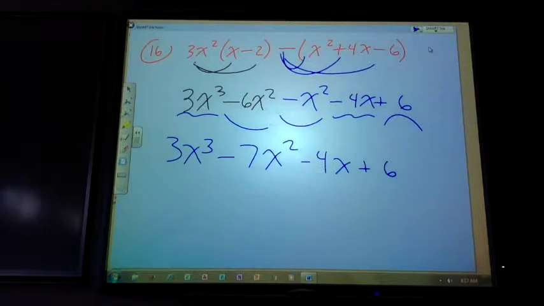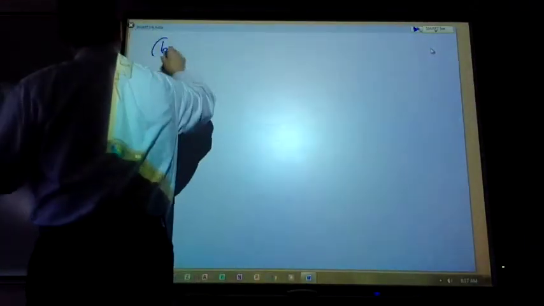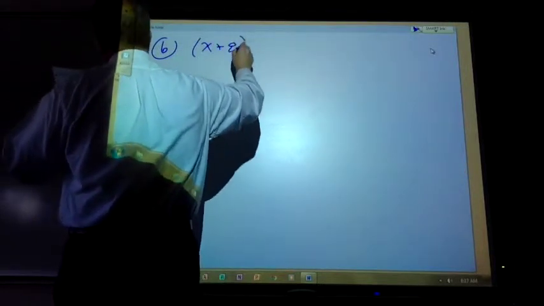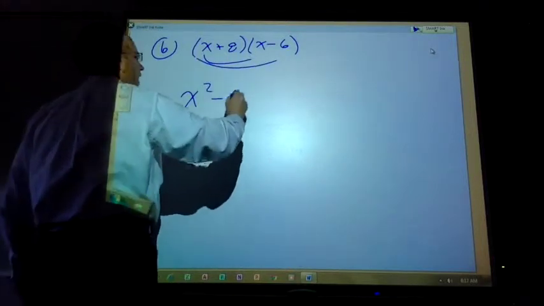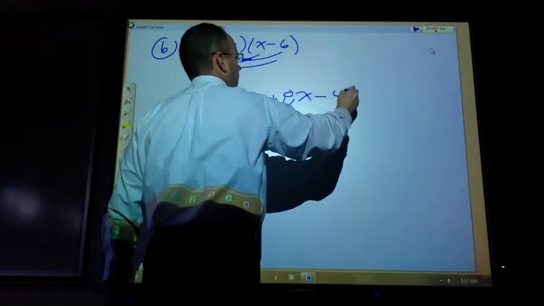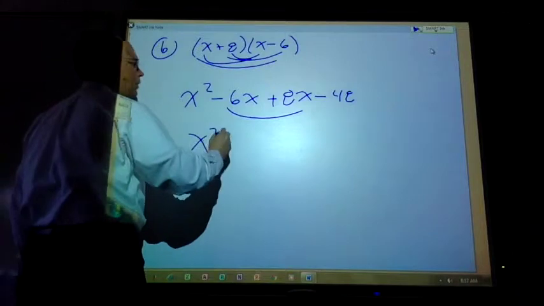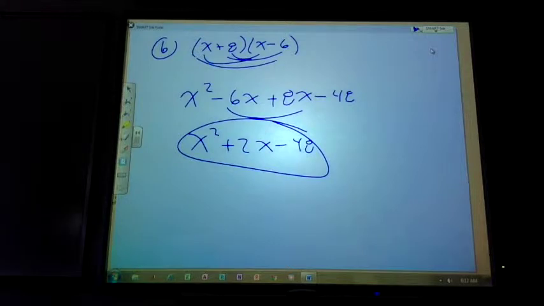Other questions from the whole worksheet? So we took care of 3 and we took care of 16. Go ahead, Casey. Number 6. Okay, so this x goes here and here, so I get x squared minus 6x. This 8 goes here and here, so I get plus 8x minus 8 times 6 is 48. Like terms are those. Cool.